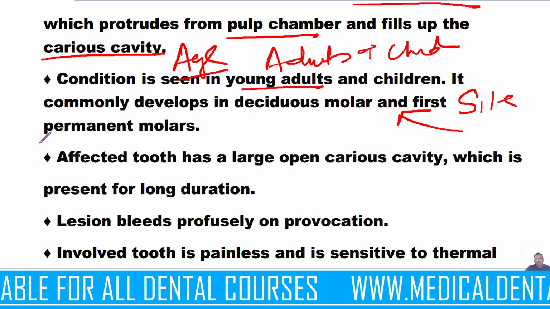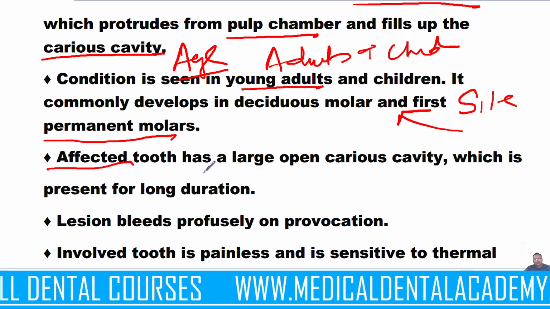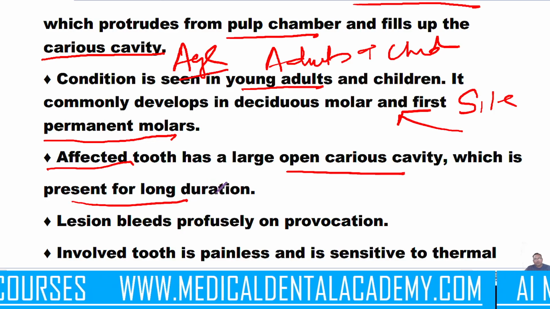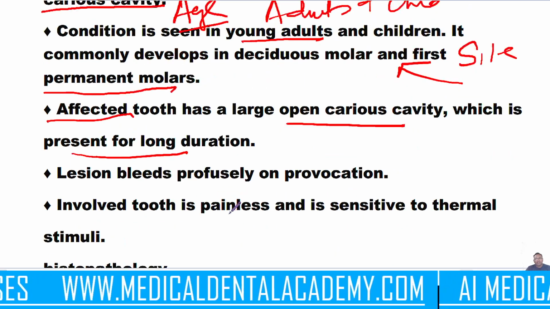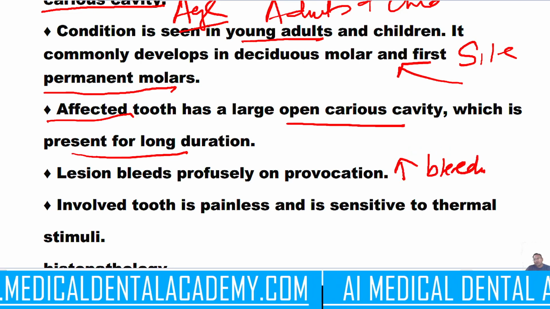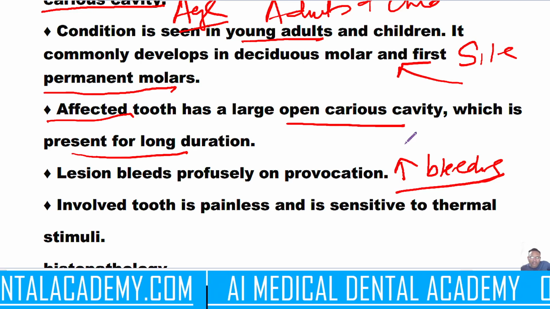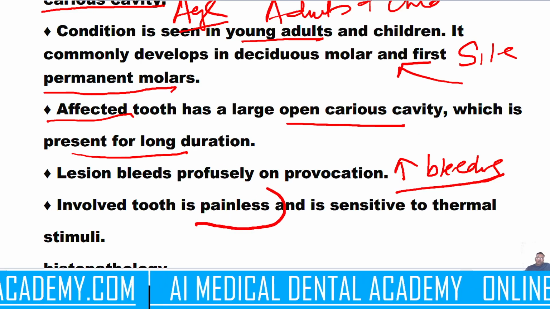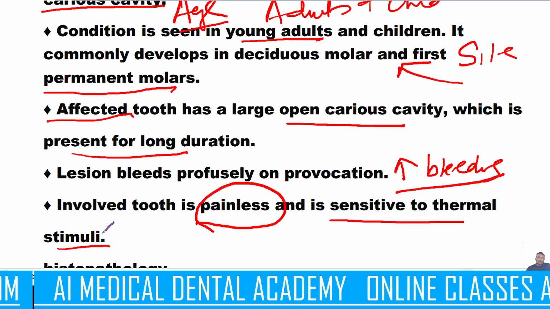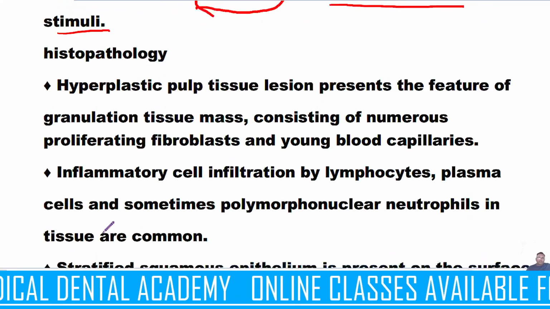Site: deciduous molar and first permanent molar. Then the affected tooth: the carious cavity will be open, present for a long duration. Then increased bleeding on provocation or on touching that mass. No pain will be there. It will be sensitive only to thermal stimuli, not to cold stimuli.